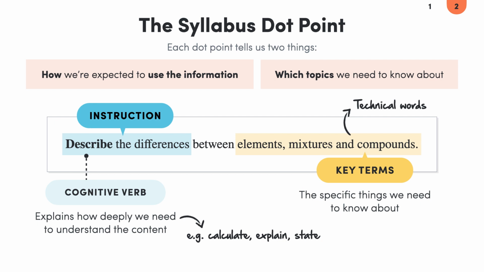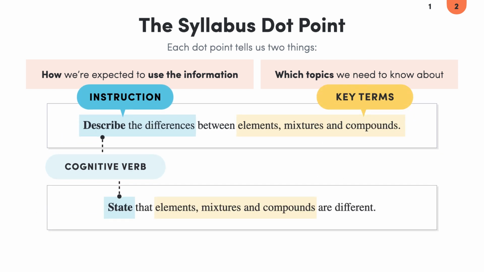Now, these different cognitive verbs will tell us to use the information differently. For example, if the dot point used the cognitive verb state rather than describe, we wouldn't need to give any details about the differences between elements, mixtures, and compounds. All we'd be expected to do is just make a statement that elements, mixtures, and compounds are different.